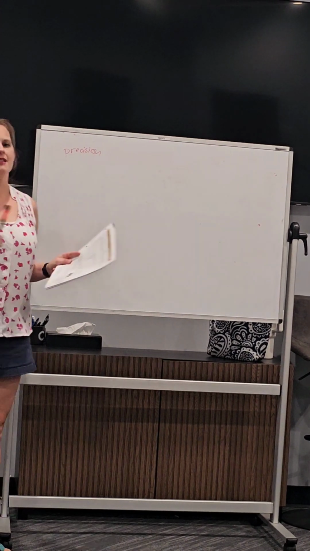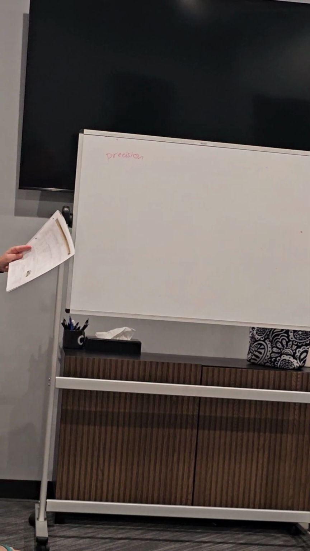That's wrong. It says accuracy. Accuracy is how close you are to the actual number. Precision is the instrument being used. It's at the bottom where it says significant digits.